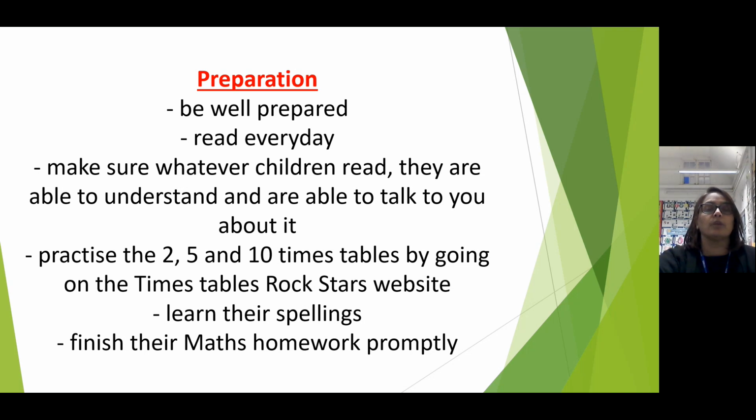Please ensure that you read with children every day, making sure they understand and are able to talk to you about it. Please get the children to practice 2s, 5s, and the 10 times table by going to the Times Table Rockstars website. Everyone has logins. Then make sure that the weekly homework is done, where they learn the spellings and finish the maths homework.